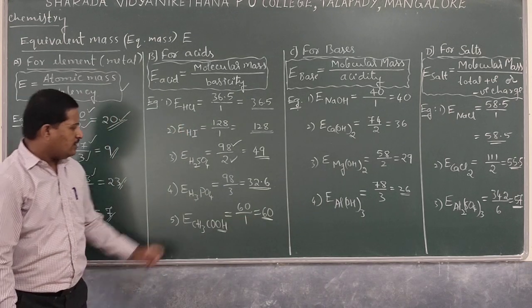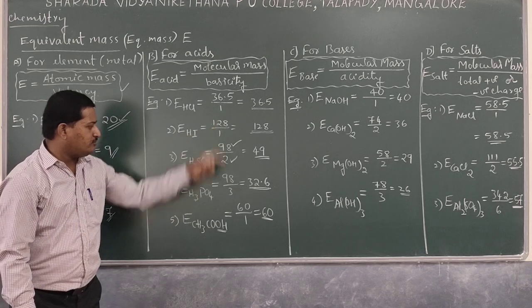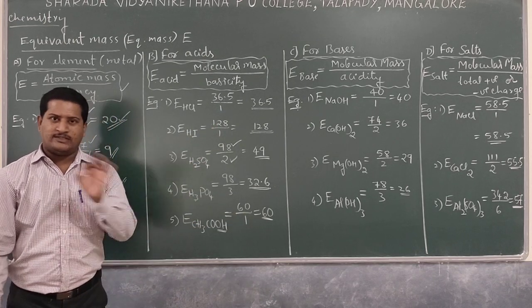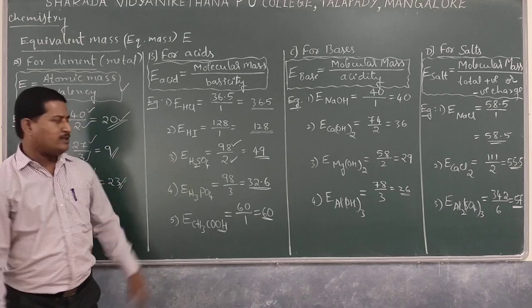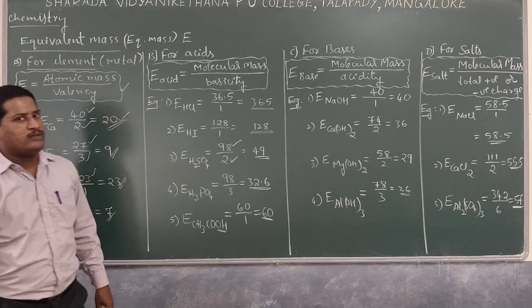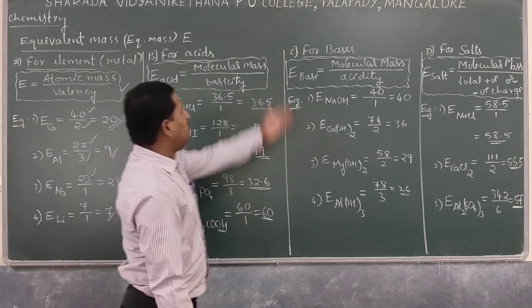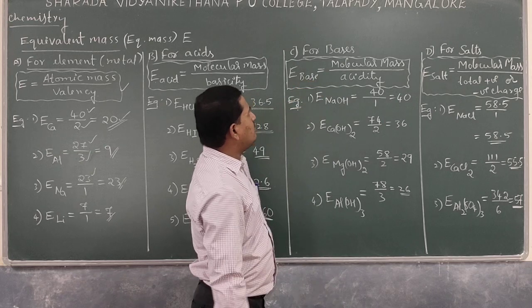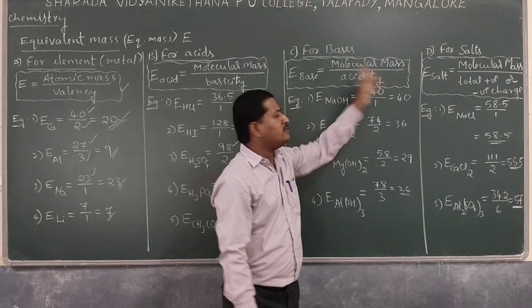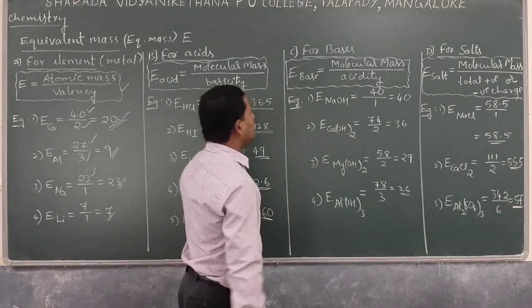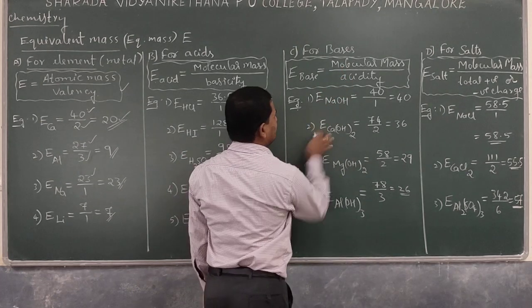Here also, if basicity is 1, then equivalent mass equals molecular mass. But if basicity is more than 1, then equivalent mass and molecular mass are not equal. Similarly, for bases, we go with this formula: equivalent mass of base equals molecular mass of the base divided by acidity. Here we go with some examples.